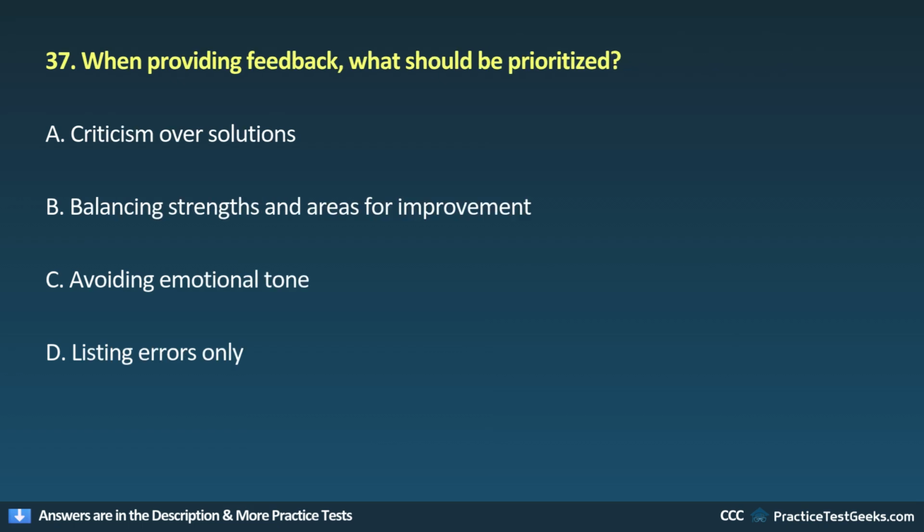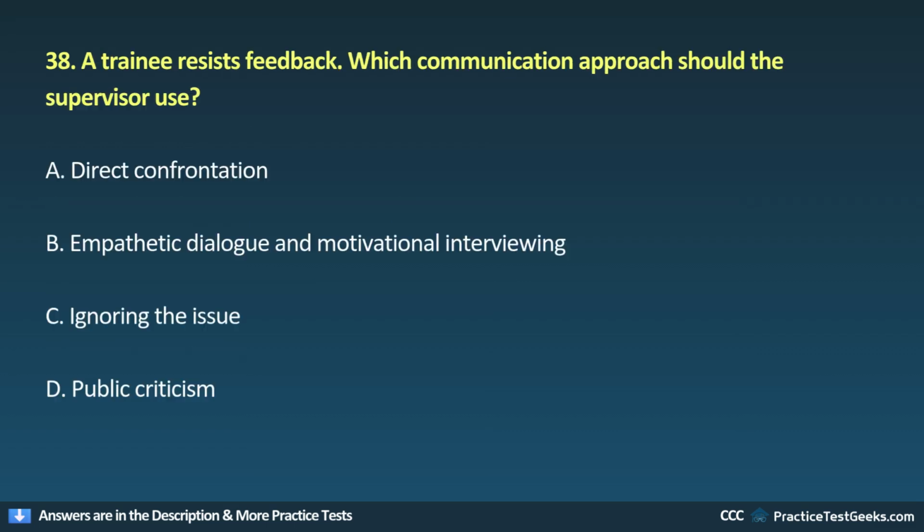37. When providing feedback, what should be prioritized? A. Criticism over solutions. B. Balancing strengths and areas for improvement. C. Avoiding emotional tone. D. Listing errors only.